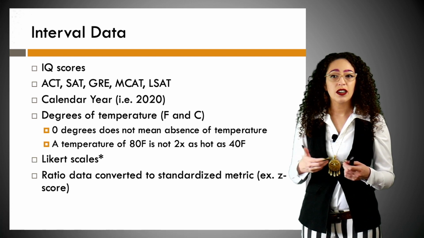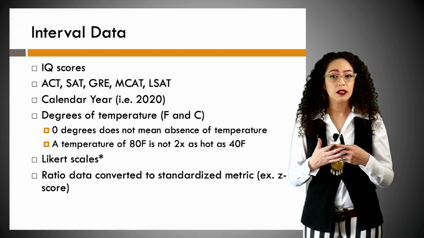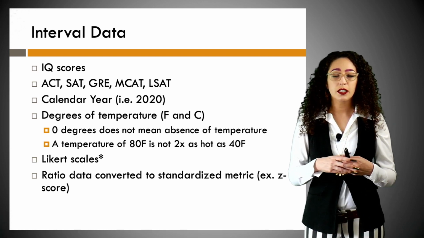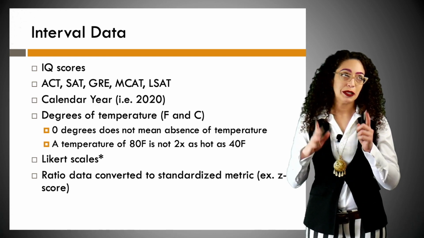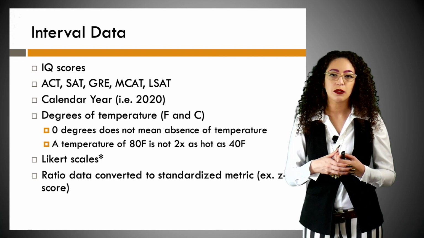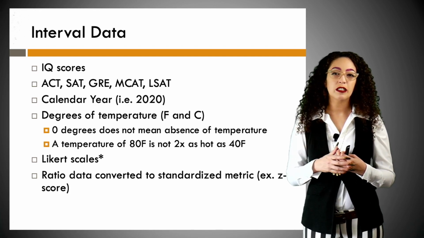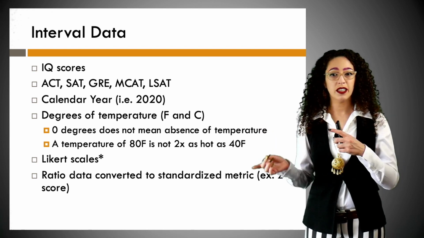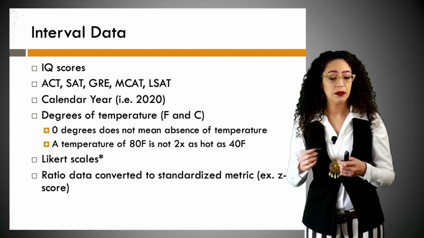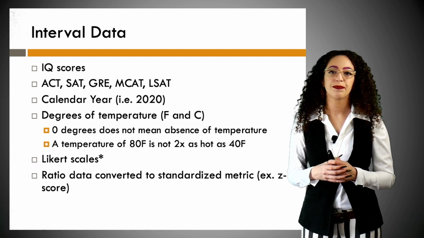Calendar year, as far as like 2020, because again, that 0 is arbitrary. The degrees of temperature, Likert scales, but again, they're technically ordinal, but we treat them as interval for mathematical reasons. And another example of interval data is ratio data, which we'll talk about in just a second, when it's converted into a standardized metric like a z-score, which we will talk about in a couple weeks.